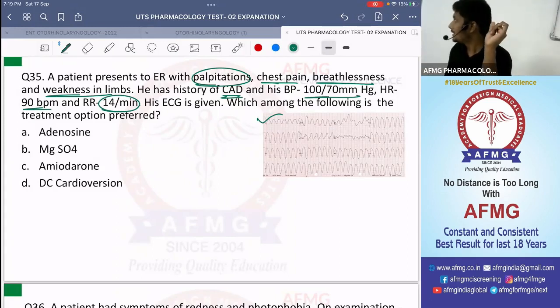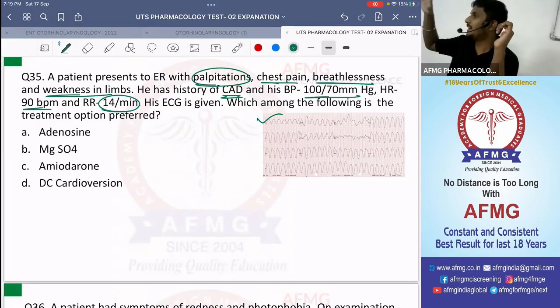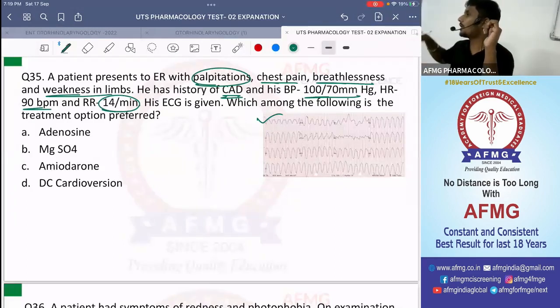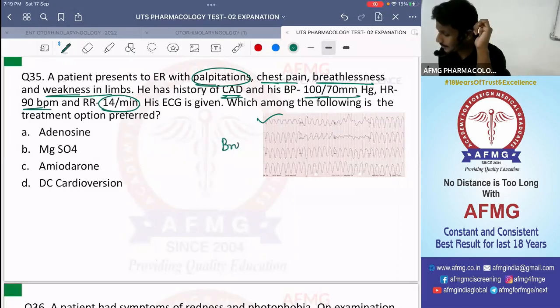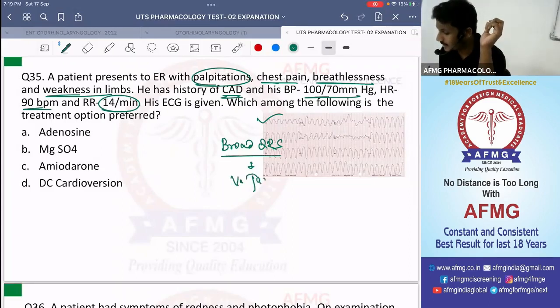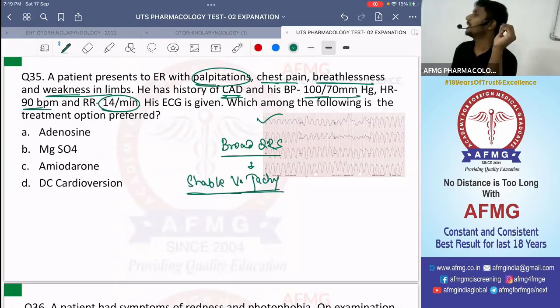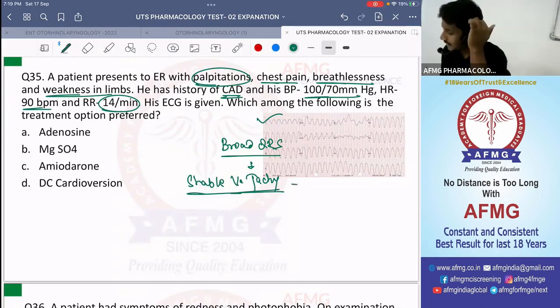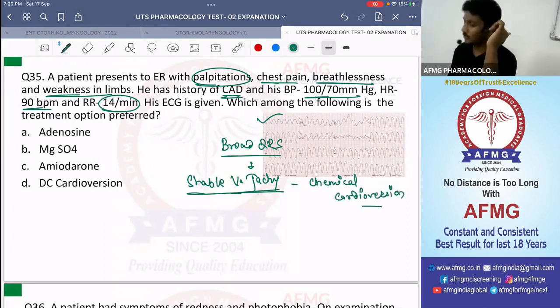Ventricular tachycardia, because here it is not a fibrillating wave. Rather, broad QRS complexes are seen, and broad QRS complexes are the feature of ventricular pathology. And here the heart rate is high. That means which ventricular pathology? Ventricular tachycardia. Stable or unstable? Stable VT. And I've already told you, if there is a patient with hemodynamically stable ventricular tachycardia, we can go for chemical cardioversion. And this chemical cardioversion is done with the longest acting antiarrhythmic drug known as amiodarone.